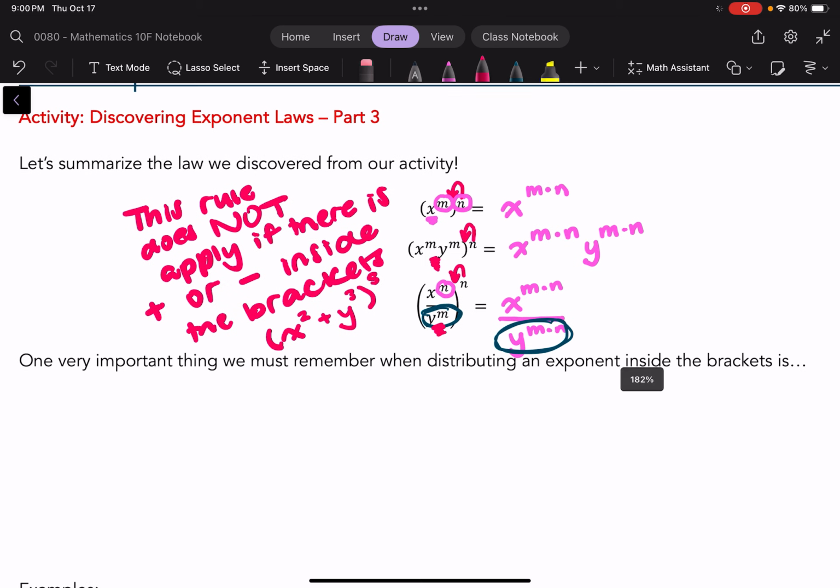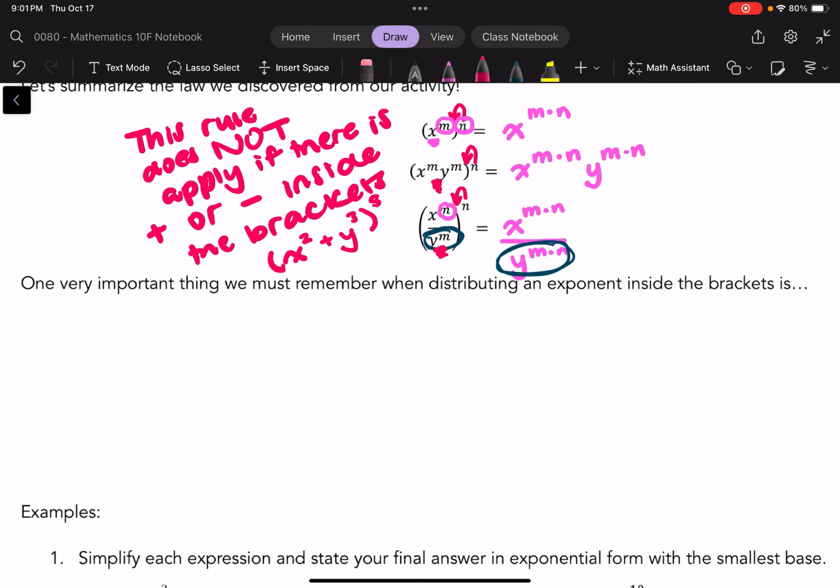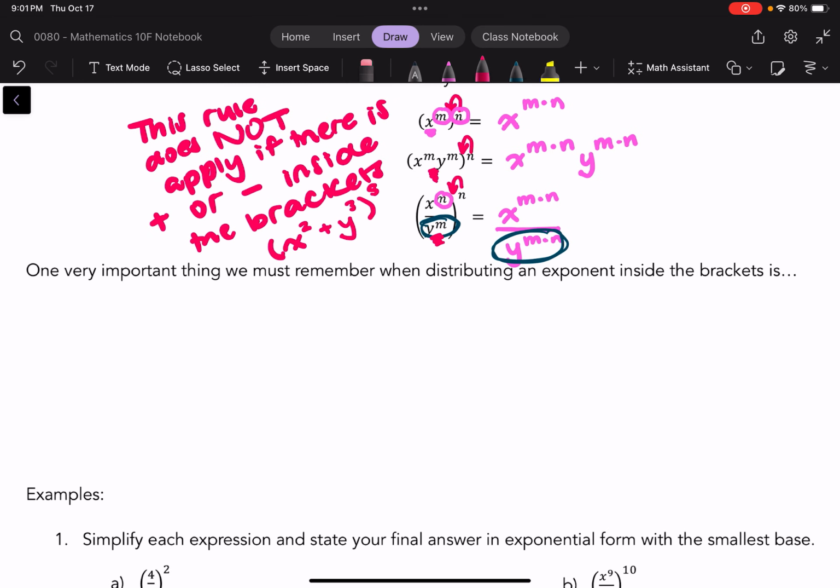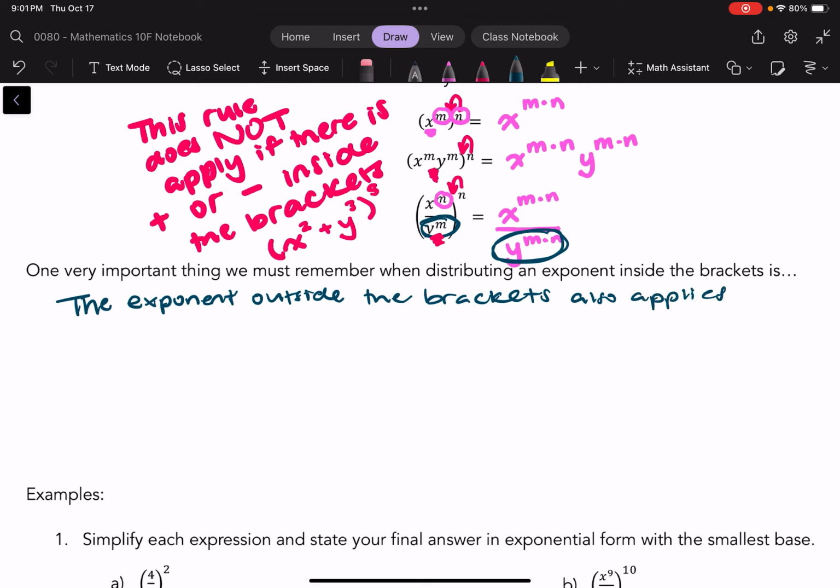year. Okay, when we are distributing that outer exponent to the inside of my brackets, it's really important to consider what happens when there's a negative involved. So we're going to take a look. We're going to write down a rule here. The exponent outside the brackets also applies to negatives.